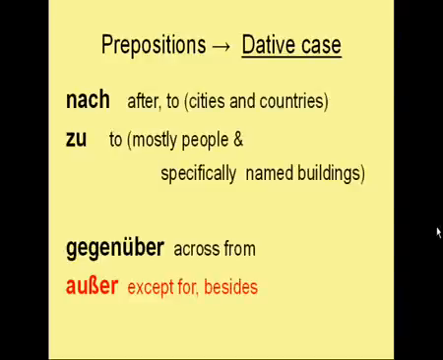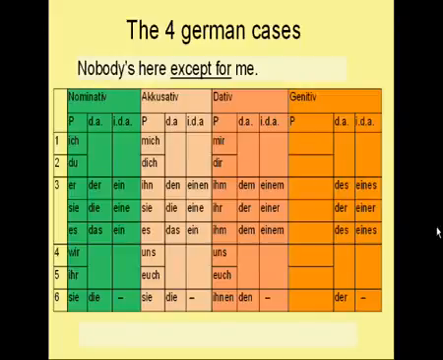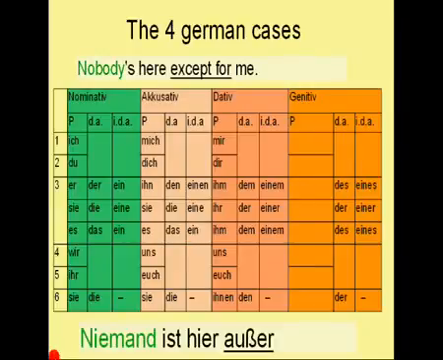Now let's take an example. Nobody's here except for me. How would you translate it? First of all, nobody means niemand in German. And it is the subject of the sentence. Therefore, the sentence starts with Niemand ist hier, außer.